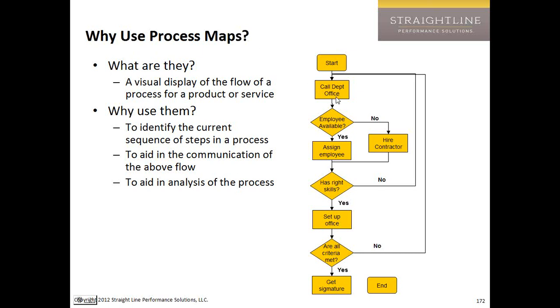So if we look at this, when an opportunity was identified, there was an original call that went into a department office, and they asked, do you have an employee available for this particular assignment? If the answer was no, they'd literally hire a contractor. If they did have an employee available, they'd assign that employee. After they hired the contractor, and believe it or not, this was the order, they'd ask, does this contractor have the right skills? The answer was no.